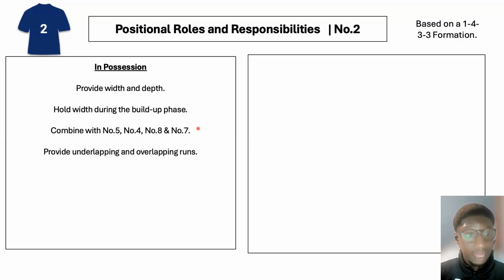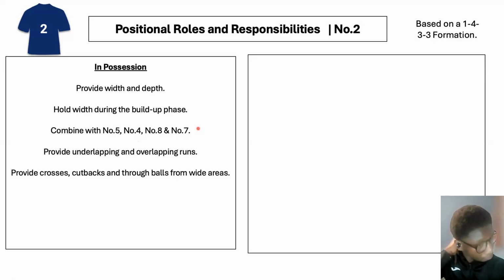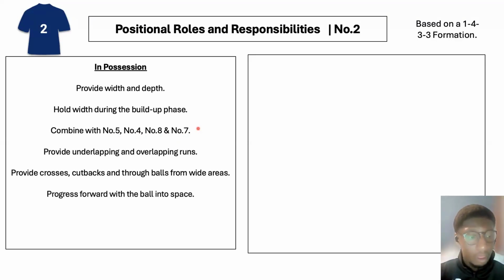Their aim is to provide underlapping and overlapping runs, underlapping meaning to run on the inside, overlapping to run on the outside in relation to where the ball is. Their role is to provide crosses, cutbacks, and through balls from wide areas, and to progress forward with the ball. That means dribbling, driving into space with the ball.